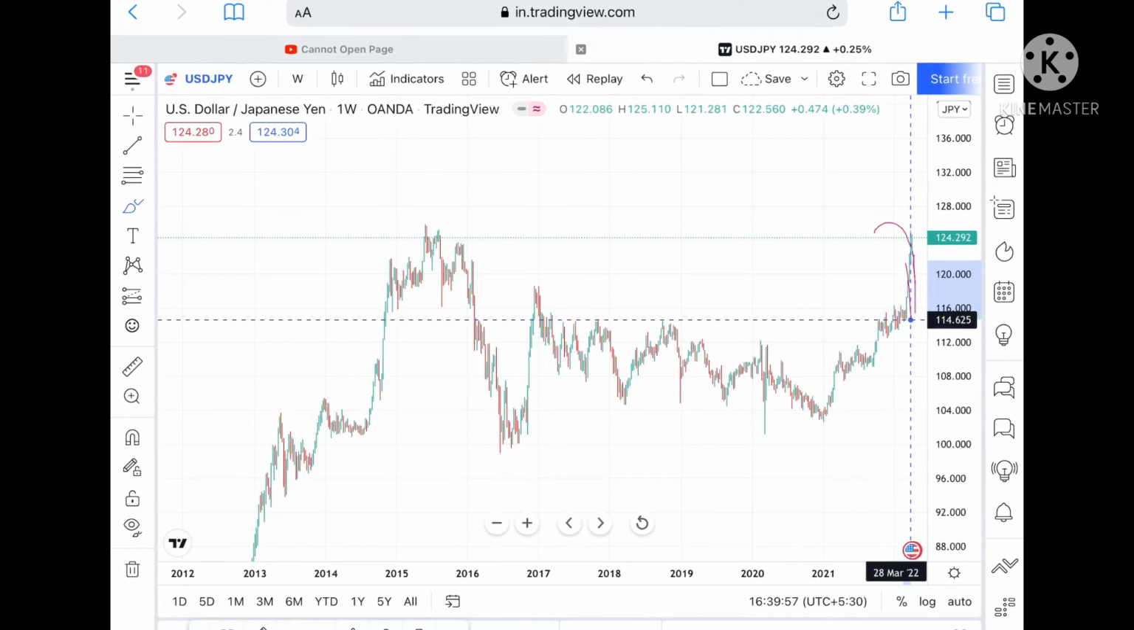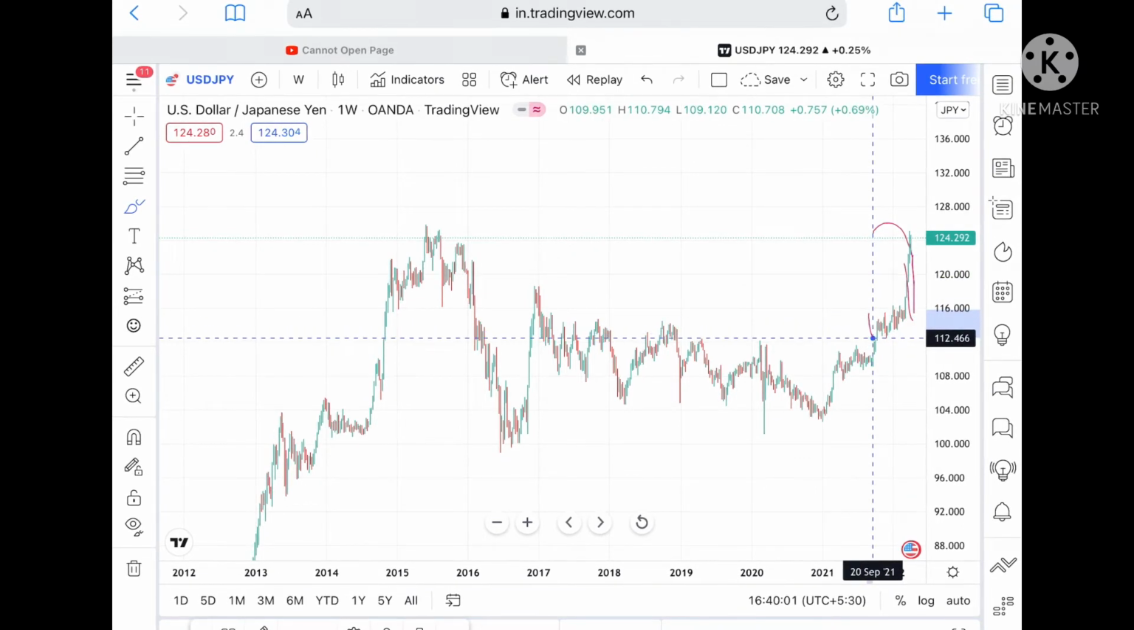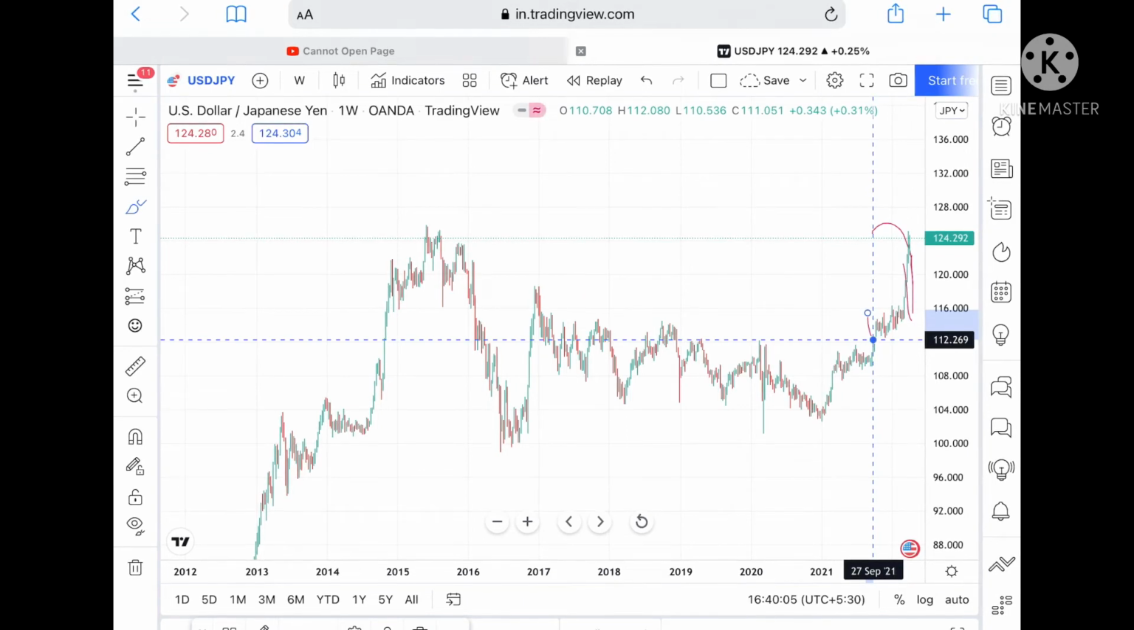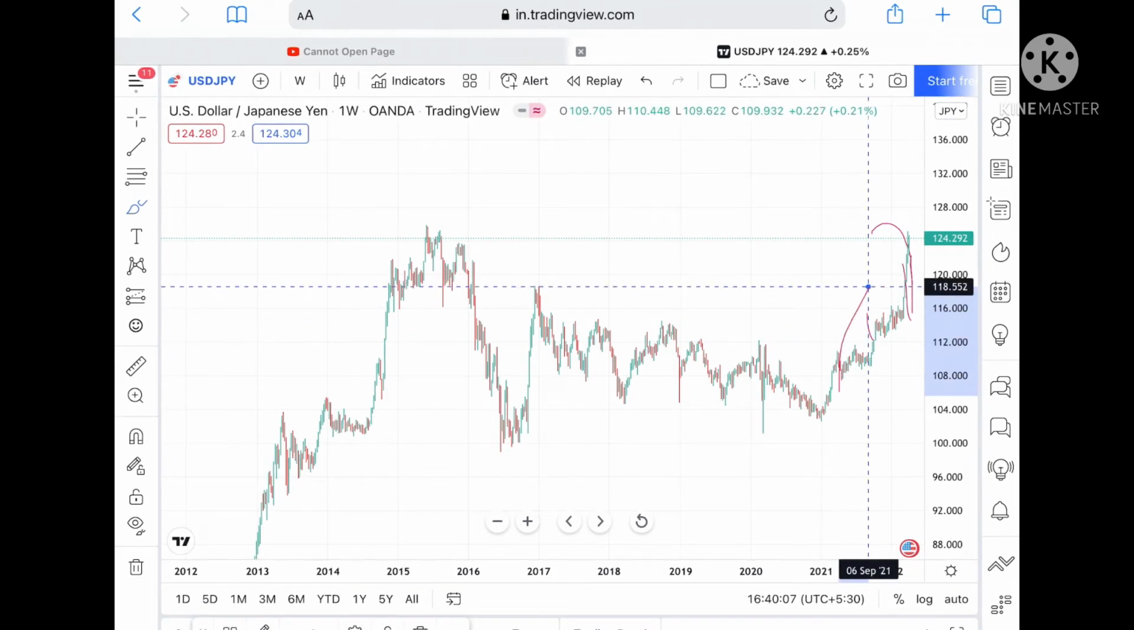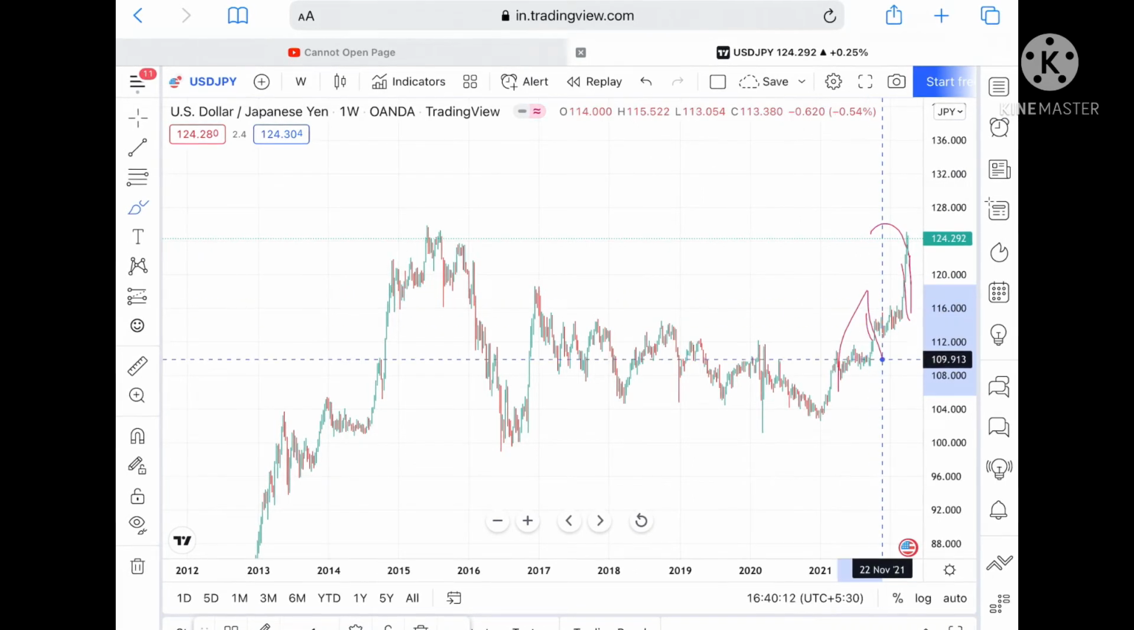Okay, and if the price goes below this level, then we can see a level of 114.625 and from there we can see it can touch a level of 112.269. Okay, and then it can go further low. But understand one thing, this is a strong support. If price goes below 118, then only we can see it can move further low.